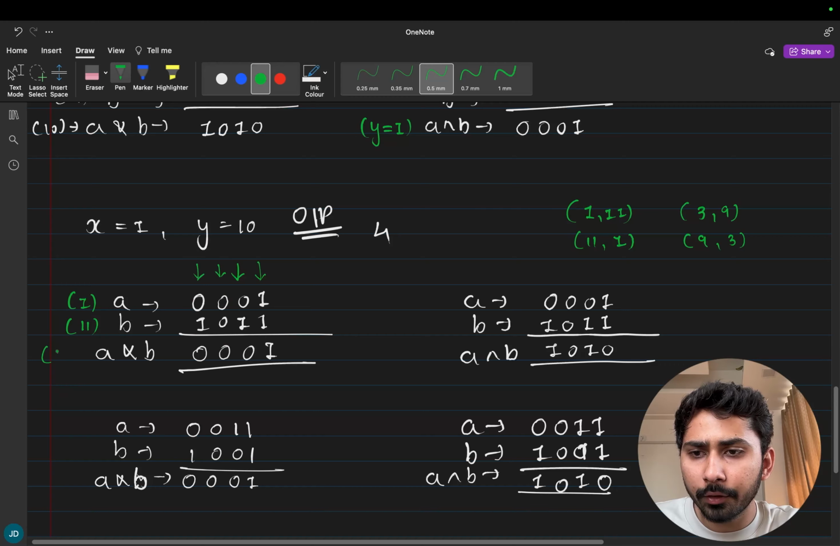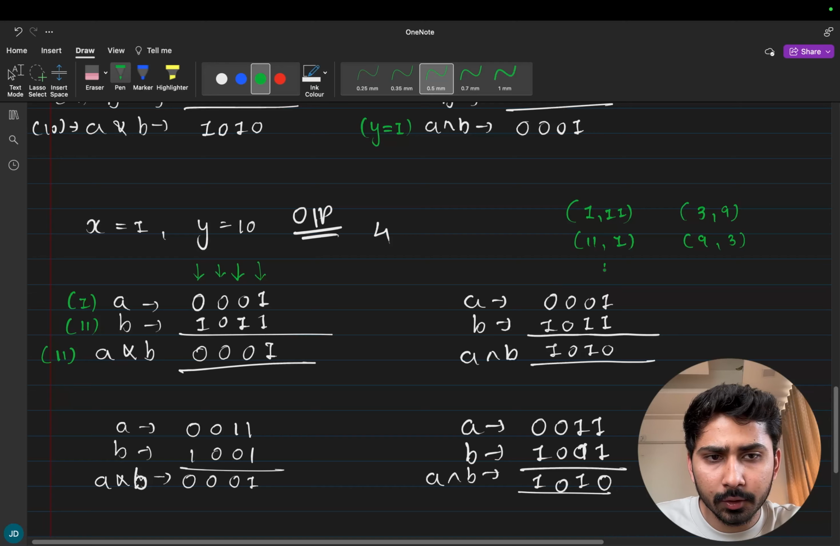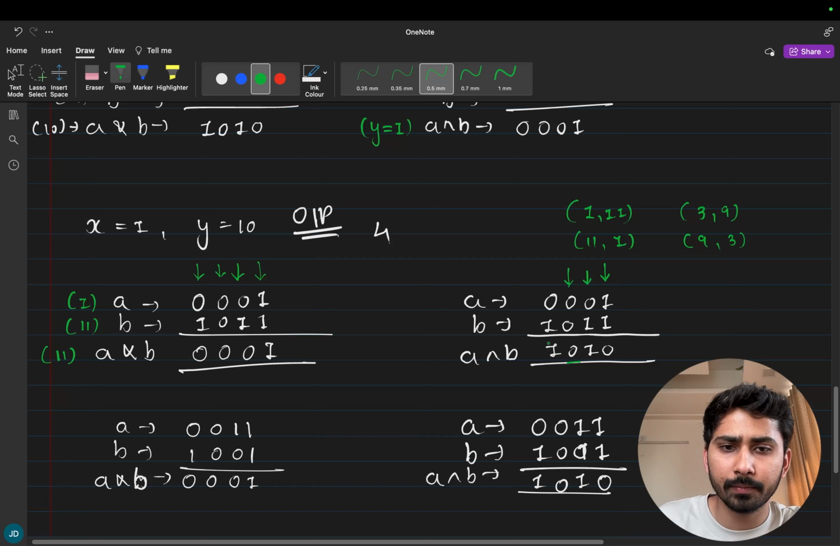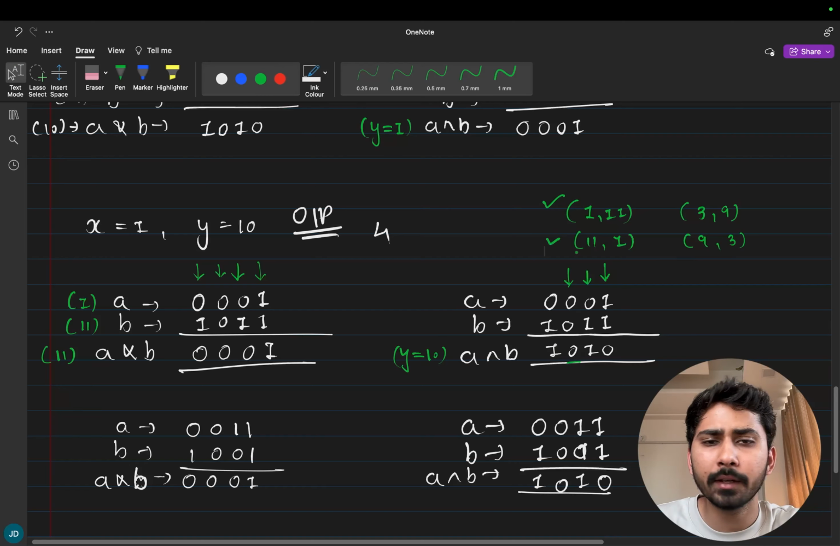So you get the output as 11. That's what we need over here. X was equal to 11. And let's see the XOR operation. So 1 XOR 1 will be giving you a 0. 0 XOR 1 will be giving you a 1. 0 XOR 0 will be giving you a 0. 0 XOR 1 will be giving you a 1. So here, what output do we get? We get 10 as the output, and that's what we need. So 1, 11 is a valid pair. So we can get 11, 1 by swapping A and B.